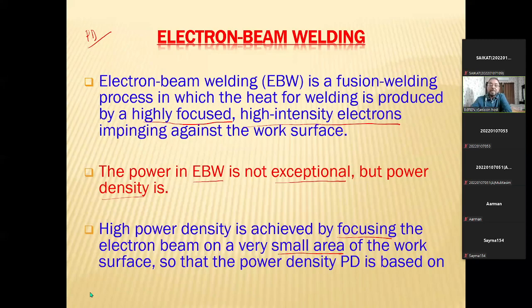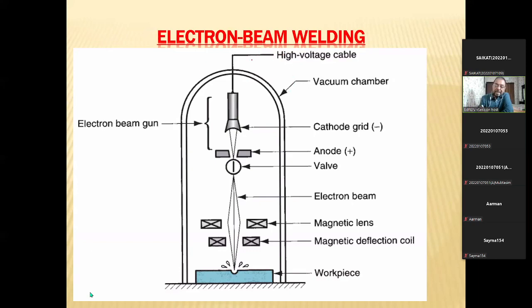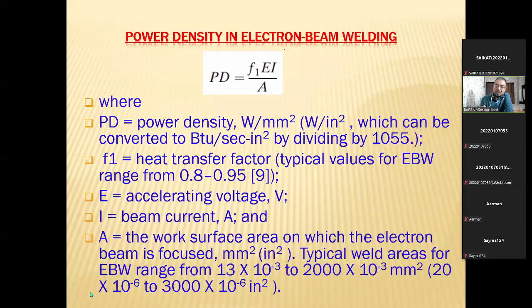This power density can be calculated by using this formula. Here F1 is the heat transfer factor, which generally varies from 0.8 to 0.9. Then E is the accelerating voltage, that is the voltage used for accelerating the electron beam, then the beam current, and the area of cross section. If you know F1, the voltage, the beam current and the area, we can easily calculate the power density, and multiplied by area we can calculate the power.